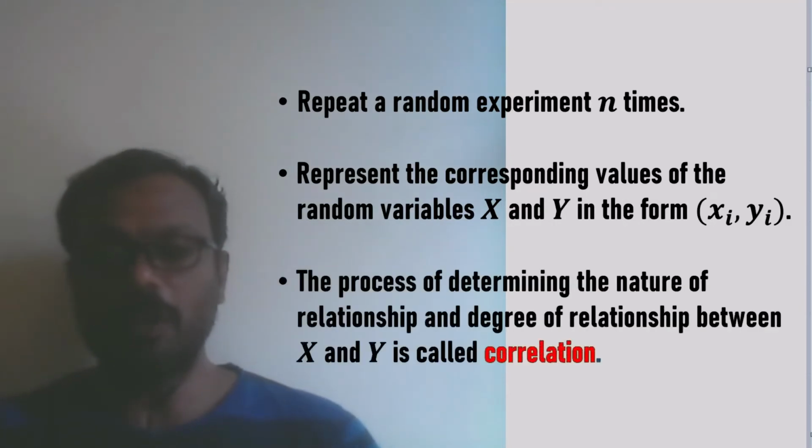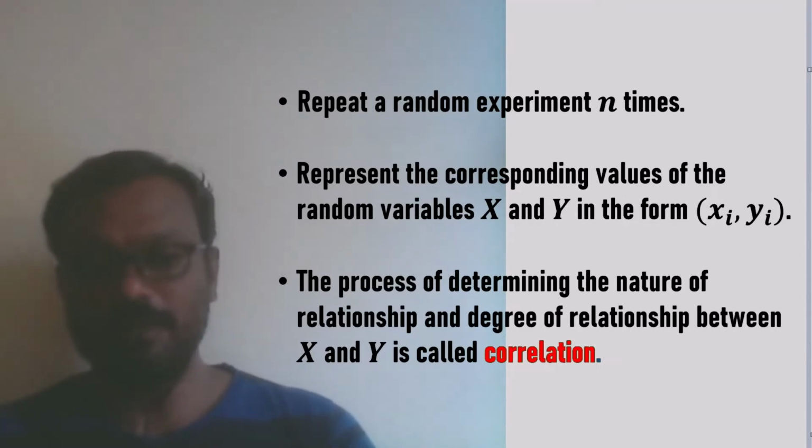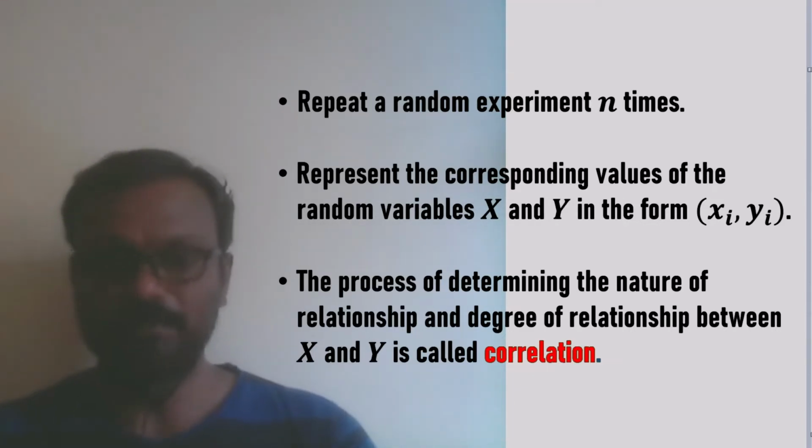Now correlation is the process of studying the degree of relation and nature of relation between x and y. The nature of relation is, if x increases, whether they are directly related or inversely related. Degree of relation is how far they are related, and these things we can get from the correlation coefficient. So correlation is nothing but determining the nature of relation and degree of relation.